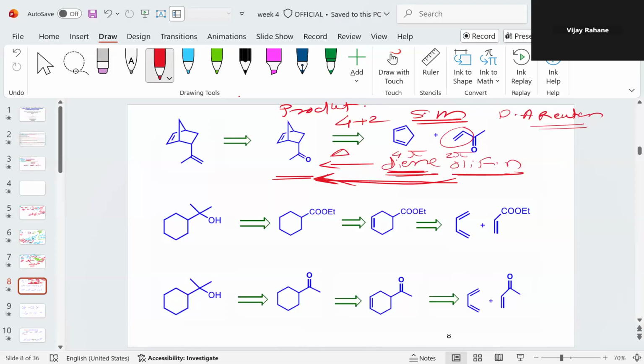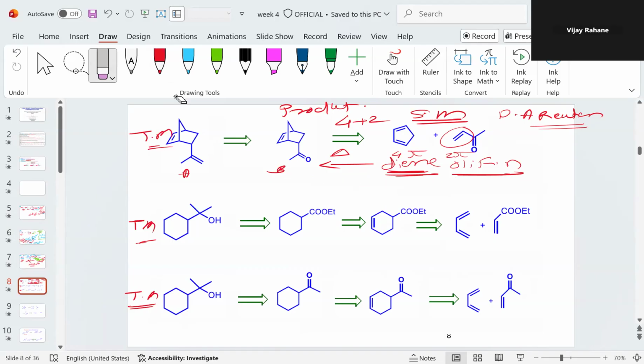On the left hand side, these are our target molecules, and if you clearly observe all these target molecules, all of them involve one step, which is the Diels-Alder reaction. Let's take the first example. How can we achieve this synthesis? This is the target molecule. I'll just give the A and the B. I'll just erase this Diels-Alder reaction.